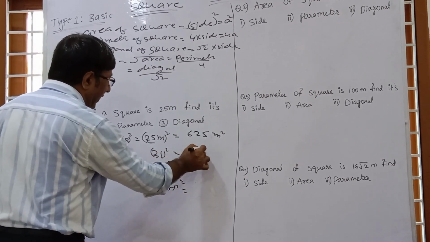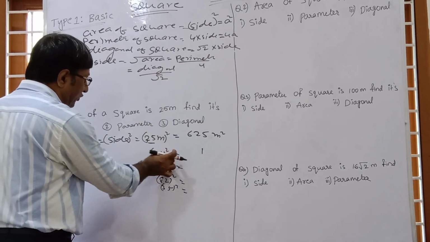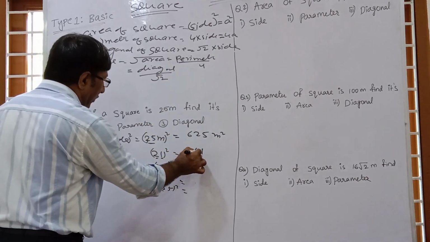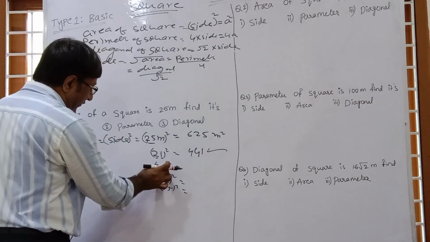So 1 square is 1, and the second step is 2 into first into second. 2 ones are 2, 2 twos are 4. Okay, and this is 2 square, 4. So this is your right answer. In the same way, 24.